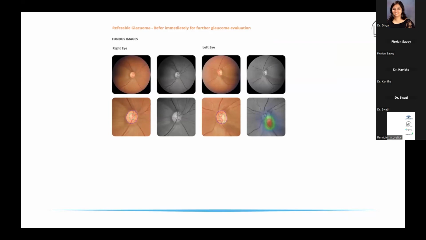Remember one thing, that the machine actually does not tell you whether it is based on right eye or left eye. The referral is based on the patient. So even if one eye is picked up, it will still be able to refer.